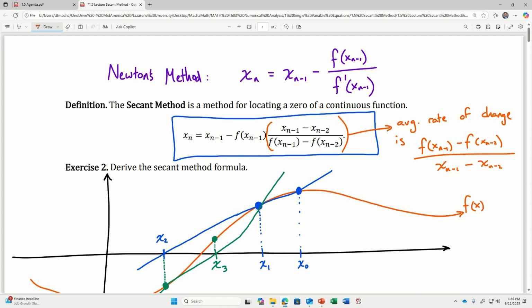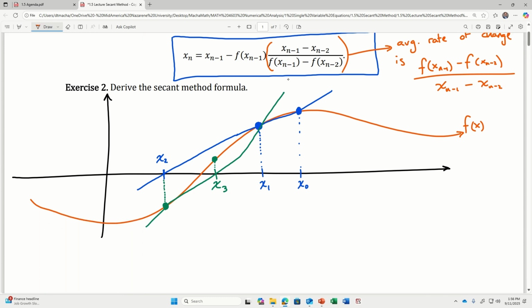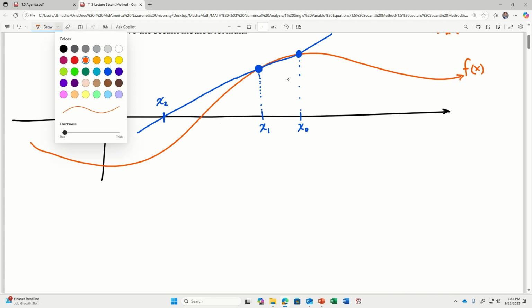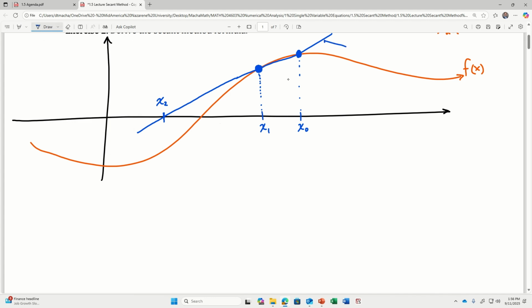Okay. You could also kind of derive the secant method formula by drawing this picture here and trying to figure out how to calculate where x2 is going to end up. Right? Forget about all the green and think just for a minute about the blue stuff. If I want to know what is the slope of this line, the slope of the line is rise over run. And so that would be like f of x0 minus f of x1 divided by x0 minus x1.